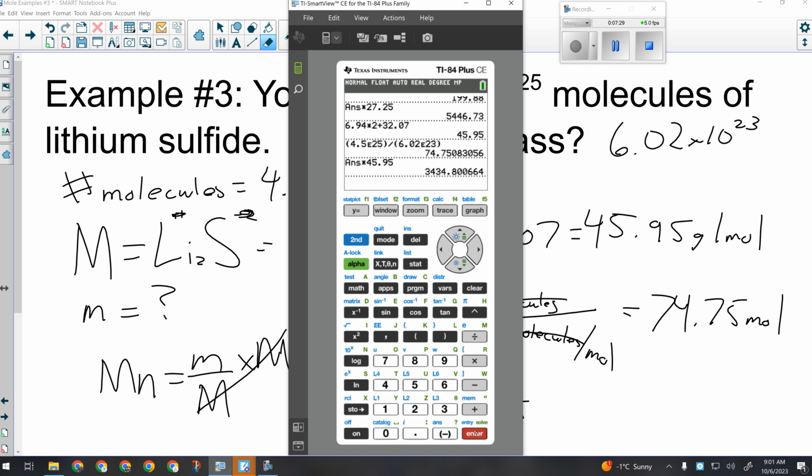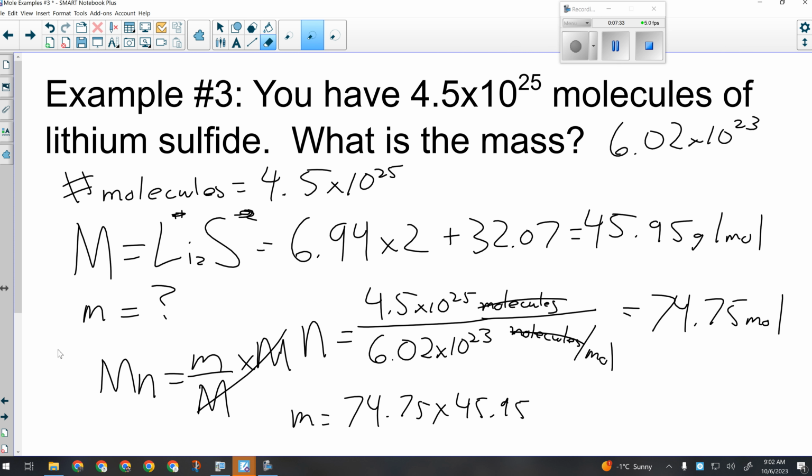Okay, 3,434.8. What are my units? Grams. Okay. That's as hard as they get. And they don't get any more difficult than that question.